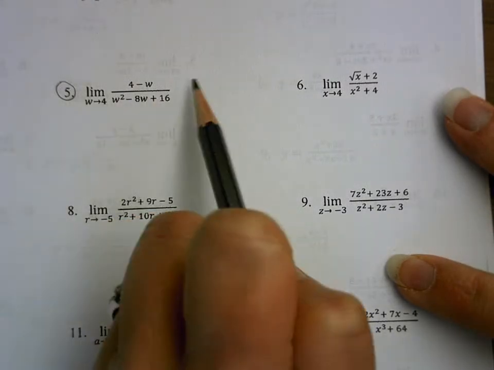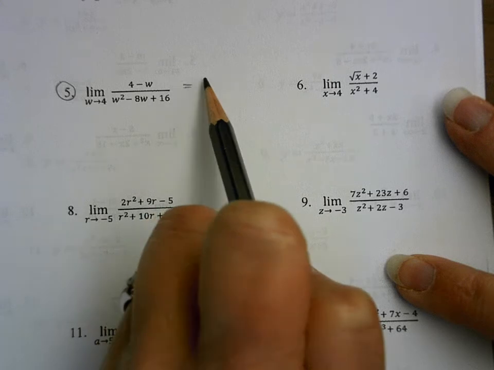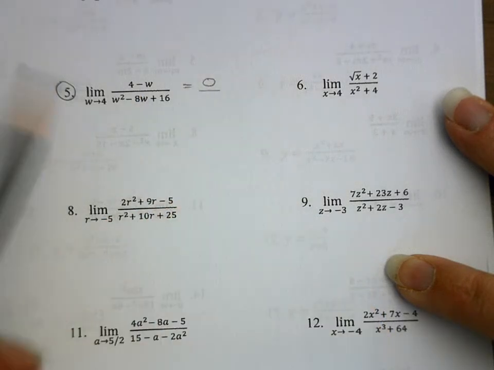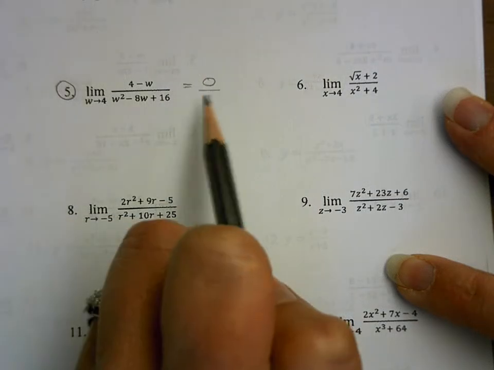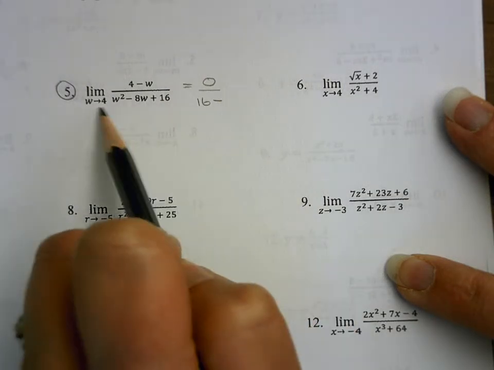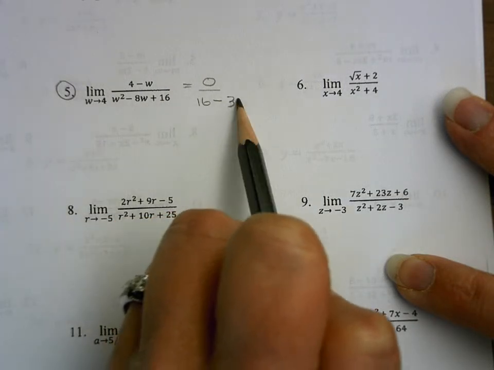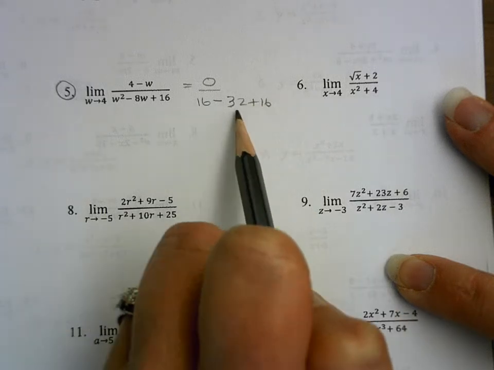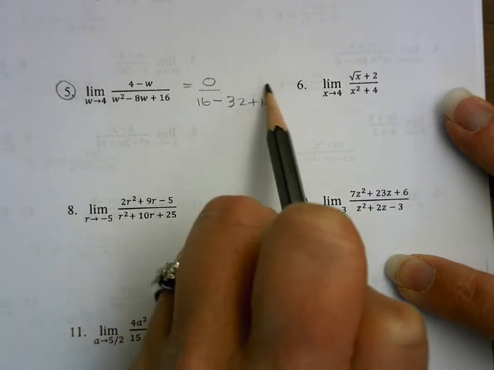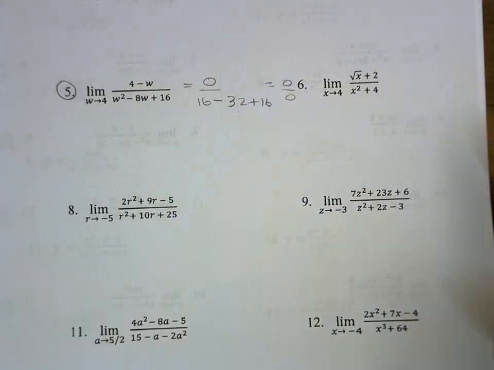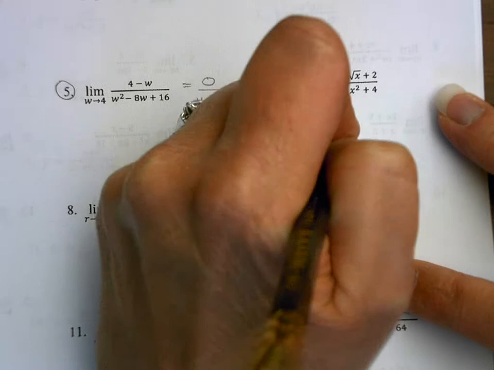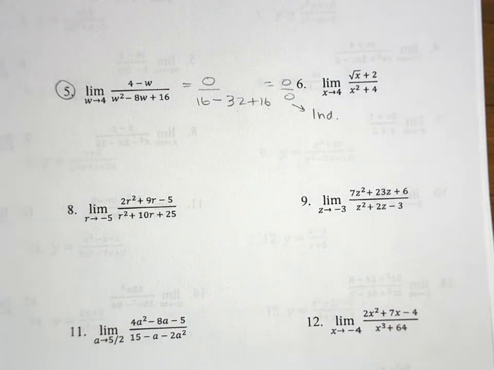So when I substitute in 4, I will get 4 minus 4, which is 0. And then substitute in 4 here, so I would get 16 minus 32 plus 16, and so that gives me negative 16 plus 16, which is 0. So I get 0 over 0. So as soon as I get the indeterminate form, that means I probably can solve and find a limit.